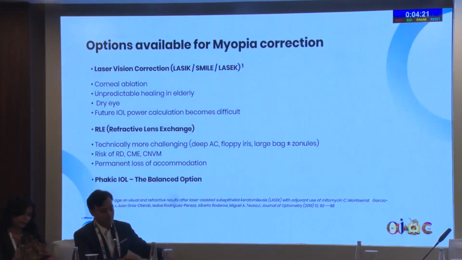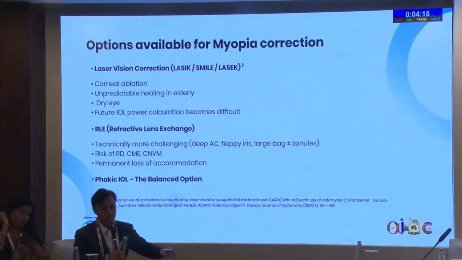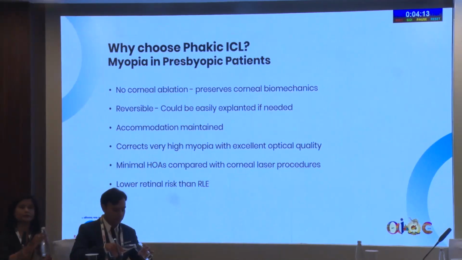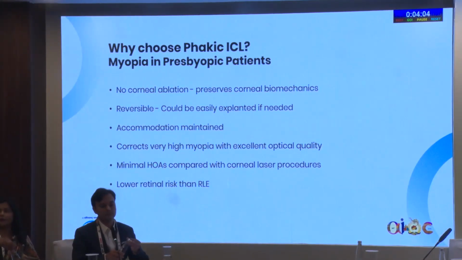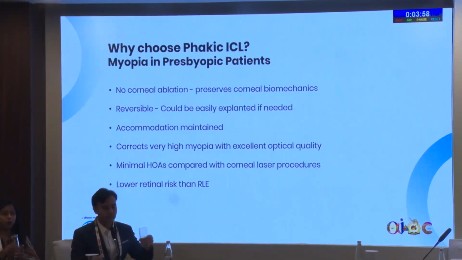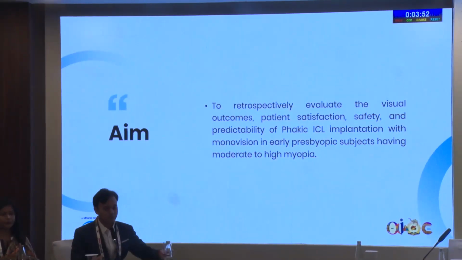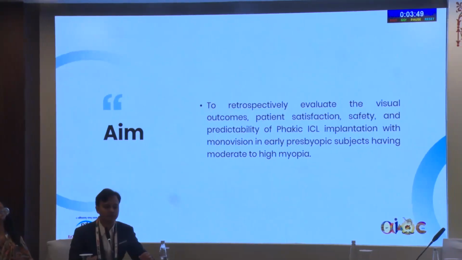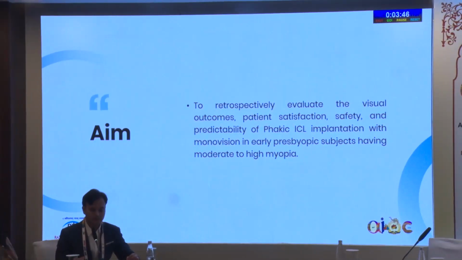With this introduction, various options are available, like laser vision correction, refractive lens exchange, and phakic IOL. We chose phakic IOL to correct presbyopic myopia because the corneal biomechanics are preserved, it is reversible, accommodation is maintained, it corrects very high myopia, and it has excellent optical quality, minimal higher order aberrations, and lower risk of retinal complications as compared to refractive lens exchange. The aim was to retrospectively evaluate the visual outcomes, patient satisfaction, safety and predictability of phakic ICL implantation with monovision in early presbyopic subjects having moderate to high myopia.